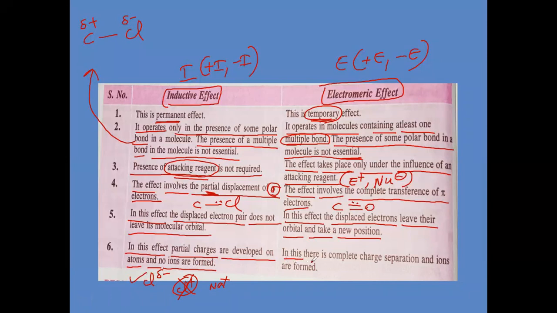Now, in the electromagnetic effect, there is complete charge separation and ions are formed. So between C and O, what is forming? O minus will form completely, C plus will form. A complete transfer has taken place now. We need not write delta; we don't say partial negative, a complete negative charge will be formed. So this is about the differences between the inductive effect and the electromagnetic effect.